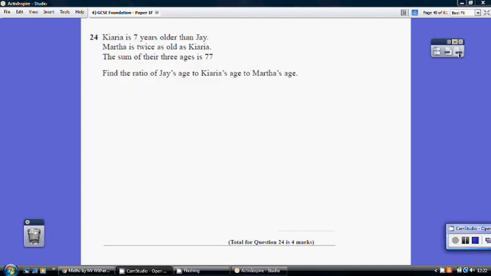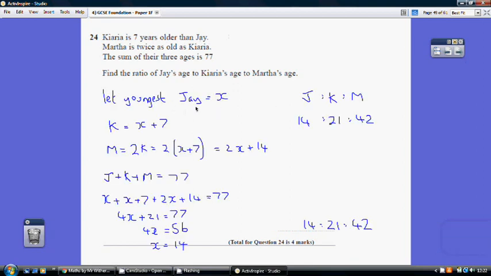Question 24. When we have a question like this, where we have to construct and solve an equation, it's a good idea to make the smallest age x. So Kira is 7 years older than Jay, so Jay's the younger of those two. And Martha is twice as old as Kira. So Jay's going to be the youngest person. So let's make Jay be x years old.